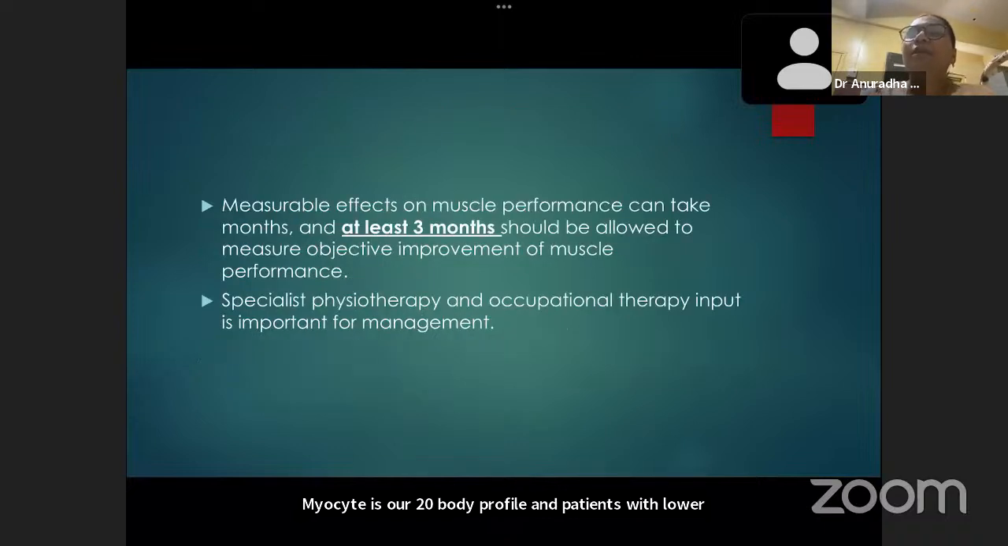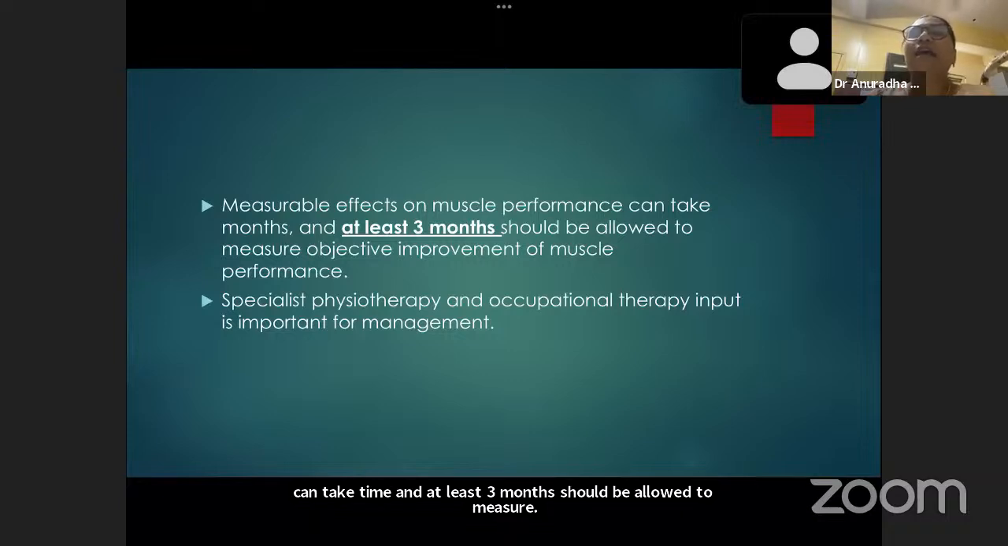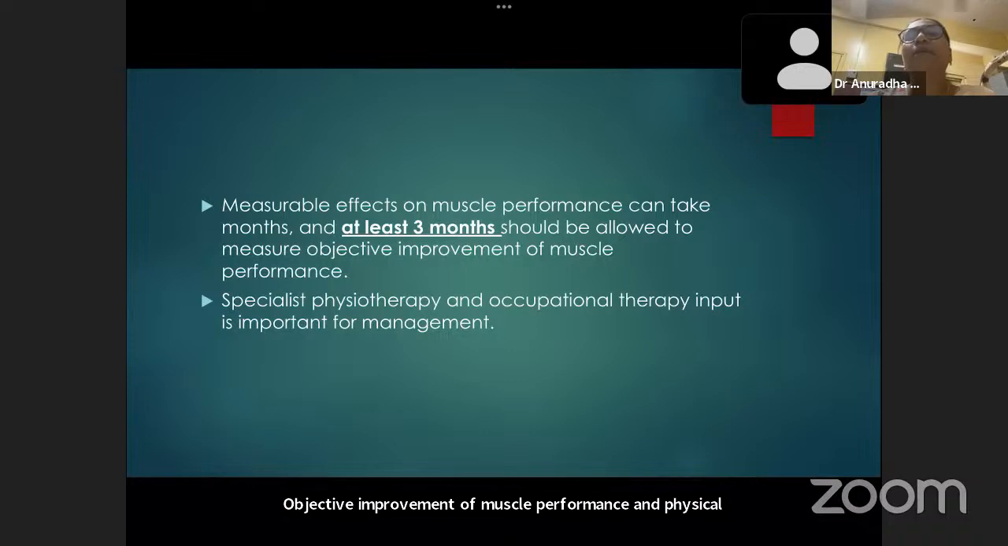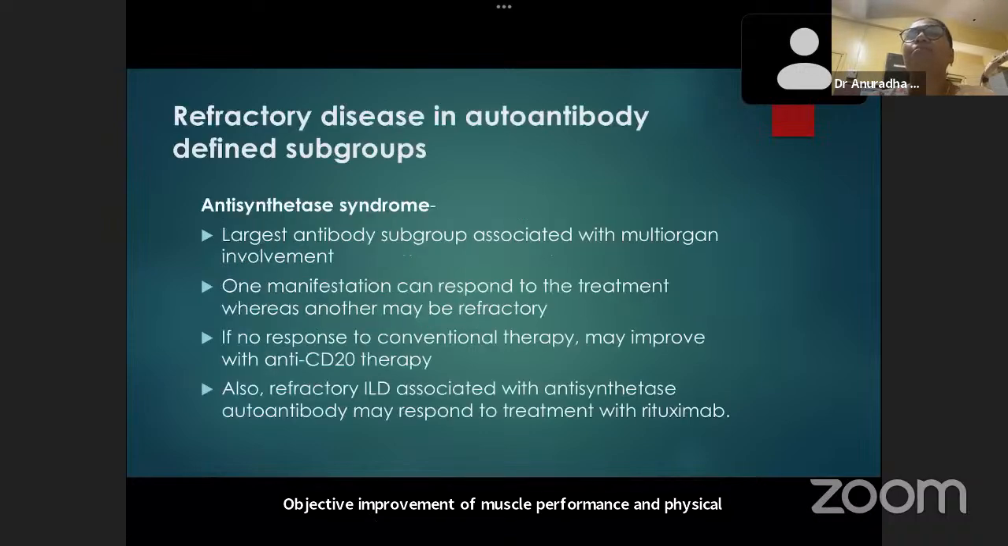When we start the treatment, I had mentioned earlier also that the measurable effects on muscle performance can take time, and at least 3 months should be allowed to measure objective improvement of muscle performance. Physiotherapy and occupational therapy is important for the management. Now, what are the treatment options in refractory disease in autoantibody defined subgroups?